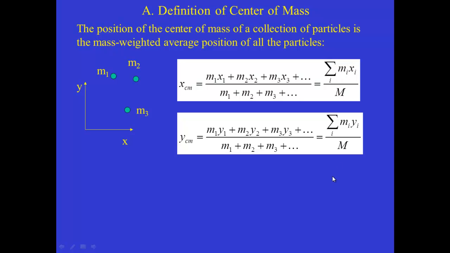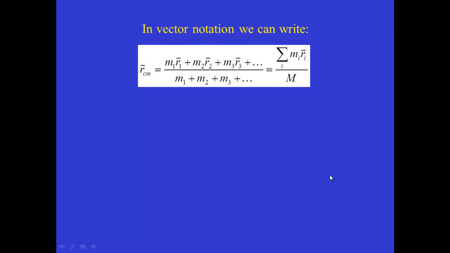We can write this in vector notation a little bit more compactly because r is the general symbol for a position vector. So r is equal to x times i hat plus y times j hat for a particular object. Here we combine the x and the y coordinates into this vector notation so that if we know the position r sub i of particle number i and multiply by the mass, we sum that up and divide by the total mass, and that gives us the position of the center of mass.